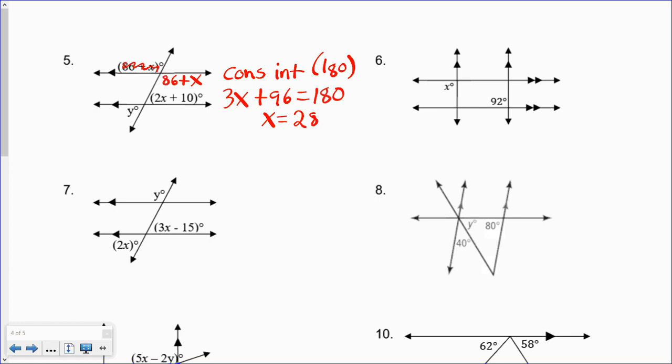You can still use stuff from each one to help you. So we're just trying to find the variable. So you're going to plug x in. I plugged 22 in. I'm sorry, 28. 2 times 28 is 56. Add 10, you get 66. This angle is 66. So what's the measure of y?